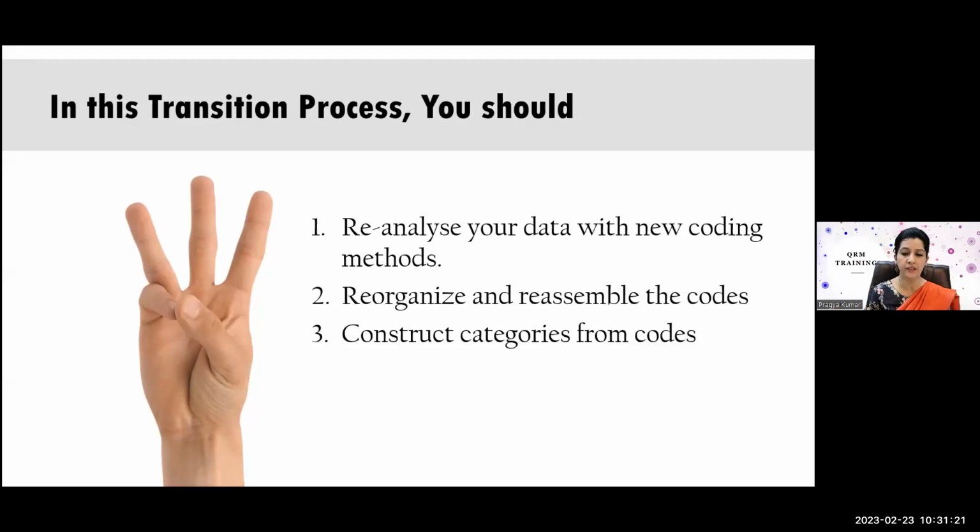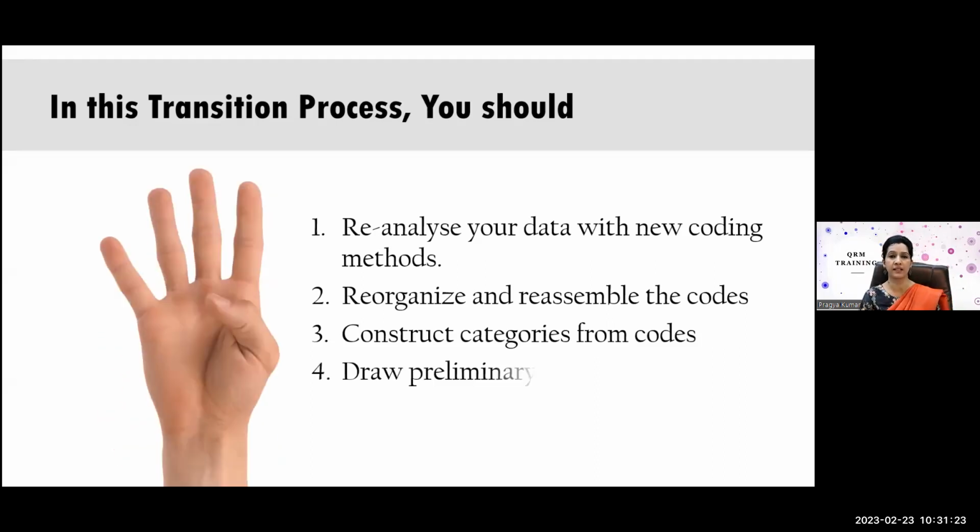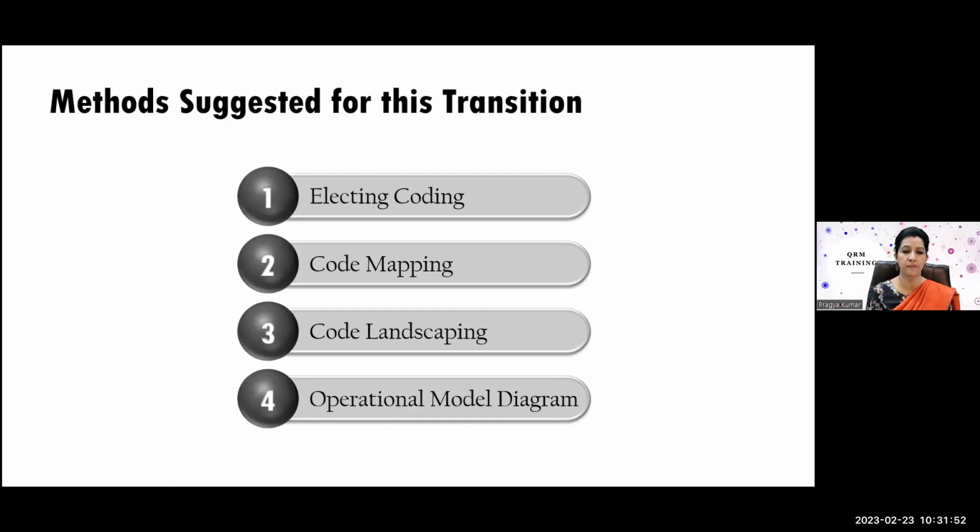And again, you will construct the categories, and that will be a very rough category. The categories which you create in the second cycle coding, the process is entirely different. Whatever you are doing here is not on the basis of any conceptual theory. It is only on your current understanding. You just club each similar looking thing together, and then you draw a preliminary model.